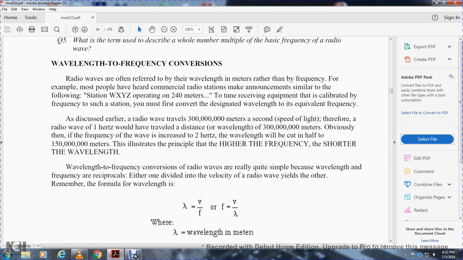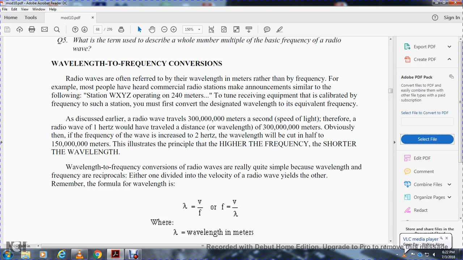Wavelength to frequency conversion. Radio waves are often described by their wavelength rather than their frequency. For example, most people have heard a commercial radio station make an announcement similar to the following: station WXYZ, operating at 240 meters. Receiving equipment is calibrated for the frequency of such a station.